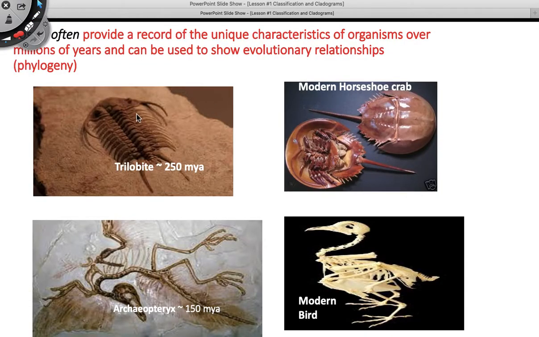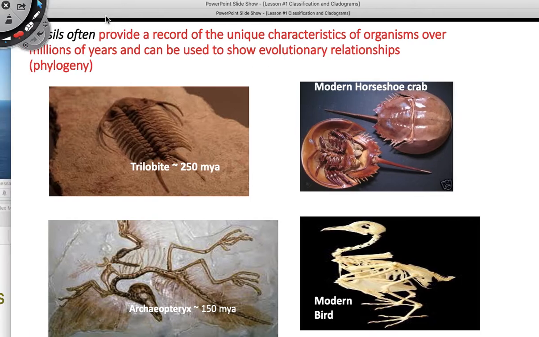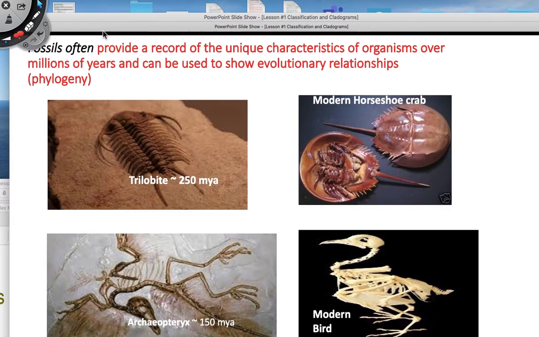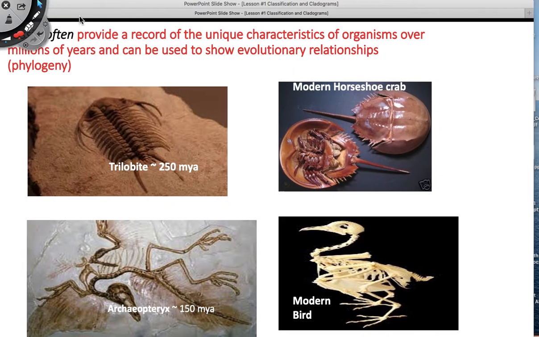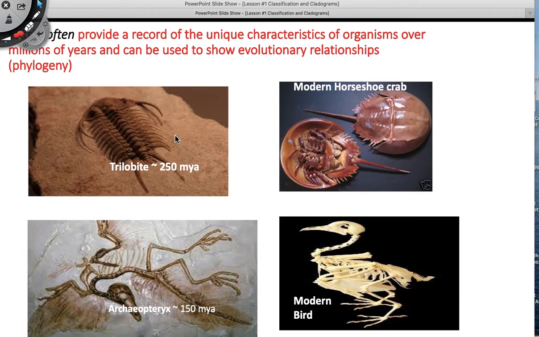How is one species related to another species? We know when we studied fossils in evolution that fossils provide a record of the unique characteristics of organisms over millions of years. And fossils can be used to show evolutionary relationships. So we can radioactively date certain fossils, right? We can date the soil around the fossils, and we can see how old they are, and we can see how related they are.